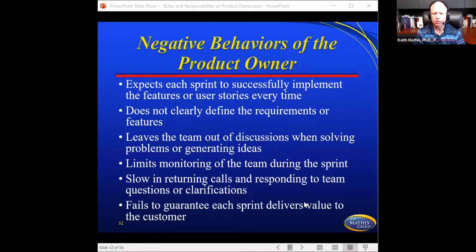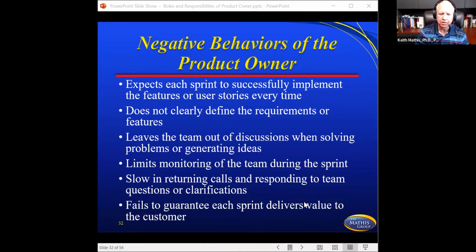Now there's some negative behaviors that happen sometimes with the product owner. Expect each sprint to successfully implement the feature or user stories every time. You're going to have hiccups even in Agile. I don't care what you do, you're going to have some hiccups just like you do in waterfall. So there is no silver bullet here, folks. That's why we're all on medication, okay? You're going to have hiccups. What you thought was going to take 10 hours takes 20. Or something happens, or somebody leaves. I mean, it's the same experiences that you guys have all the time.